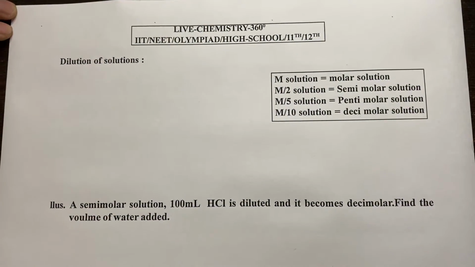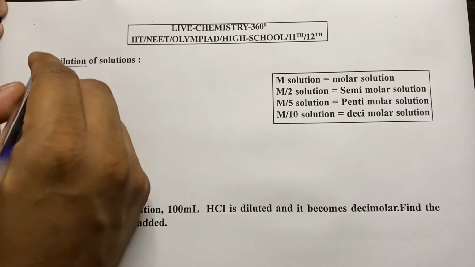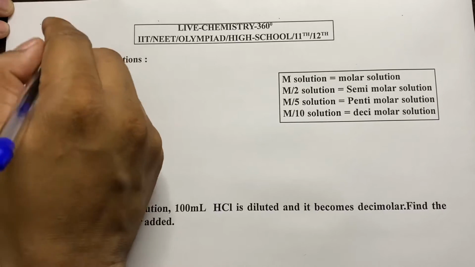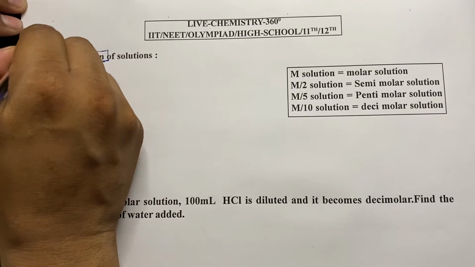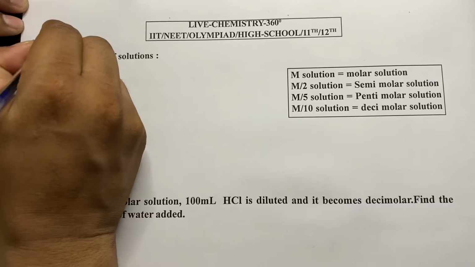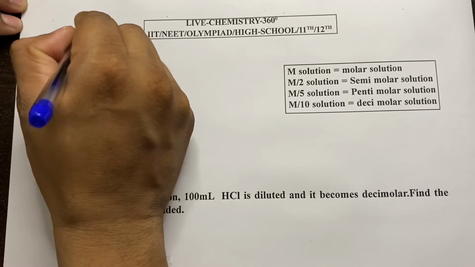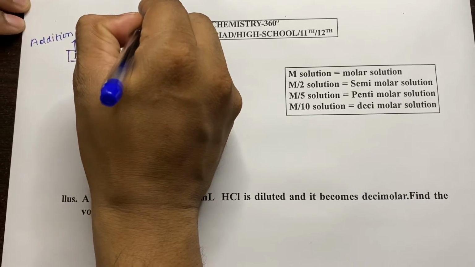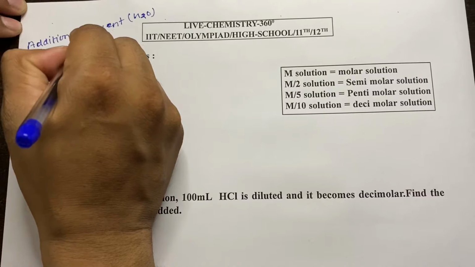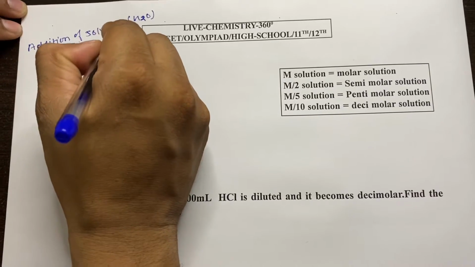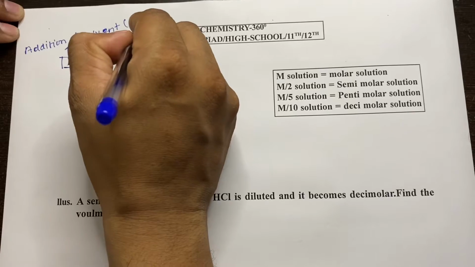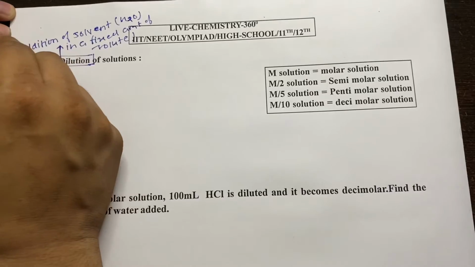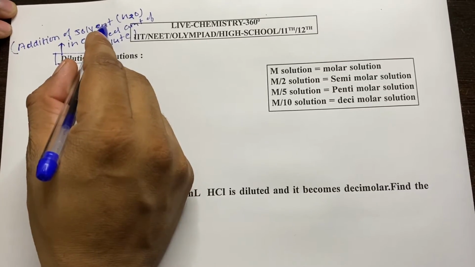Everyone, in this video we will discuss the dilution of solution. So let's explain the dilution of solution. Dilution simply means addition of solvent, and in most cases we consider that it is H2O. So addition of H2O in a fixed amount of solute. So the amount of solute is fixed and we are adding water to the solution.